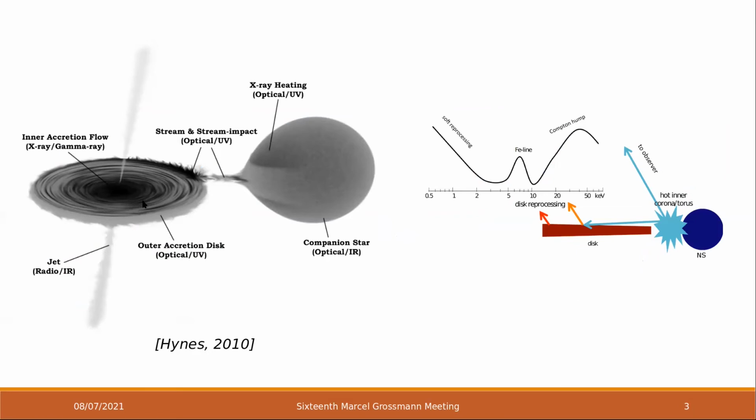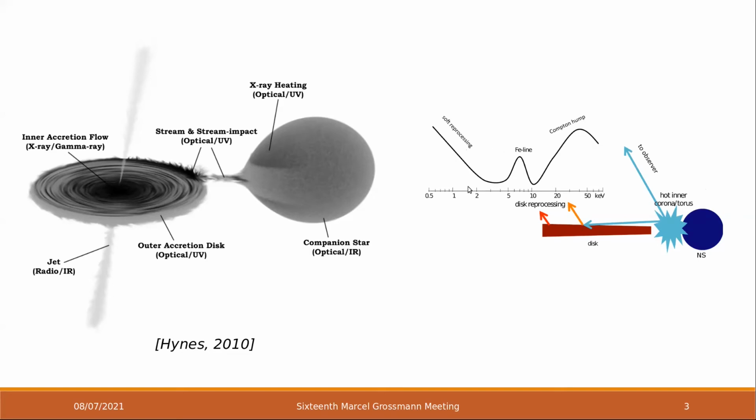Now the X-ray spectrum of these systems is characterized by a steep power law, and that is coming generally from a hot corona or torus that could be around the neutron star, above the neutron star, or even from the surface of the neutron star. There's still some uncertainty there. And also the so-called reflection spectrum, which is basically reprocessed emission coming from the corona that hits the disk and then is reprocessed and sent to us.